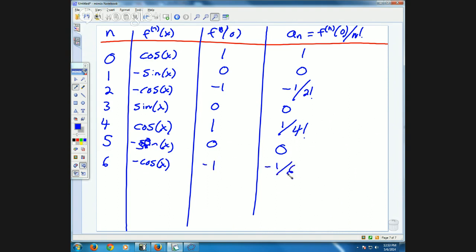-1 over 6 factorial. All right, so we started to see the pattern, right? So what's the cool thing about the pattern here? It's these first 4 terms repeat in the derivatives. So that means as far as the coefficients, I'm going to have a repetition of the numerator part. So I know it's going to go 1, 0, -1, 0, 1, 0, -1, 0. And the denominator changes after that.